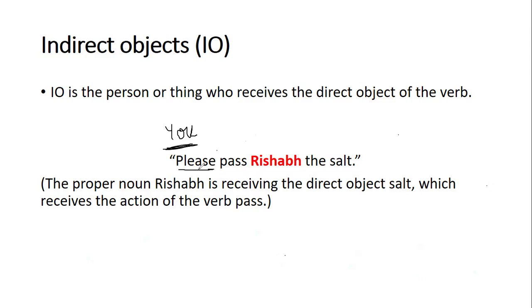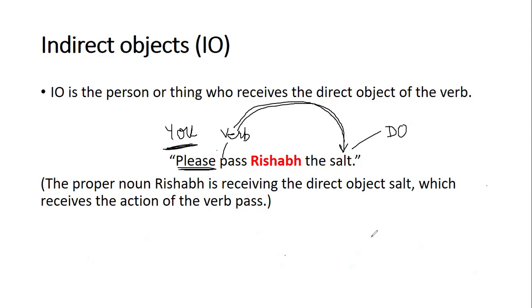Please is a request that we are making. And what action is being done? Verb. Passing. We have to pass something. So pass is our verb. What do we have to pass? That is our direct object. We have to pass salt, right? So salt is our direct object, which is receiving the action of this verb, pass.